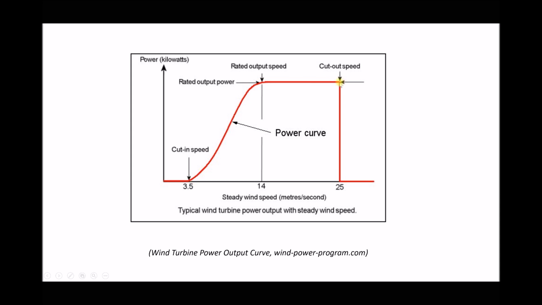And also, when we get to 25 meter per second winds, we need to stop the turbine. So again, we need a function that's going to take the blades out of the wind entirely. So for the next diagram, we're interested in the section between when we start generating to when we reach rated power or maximum power output.